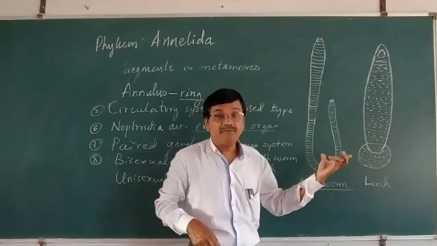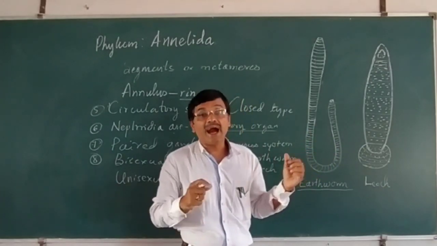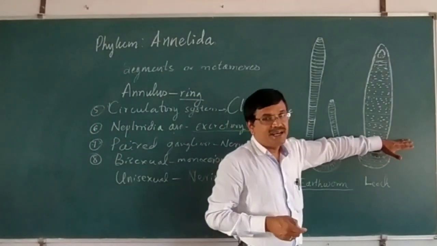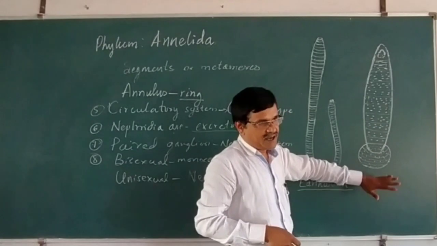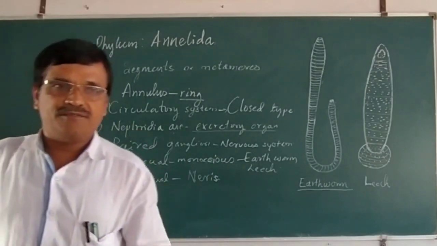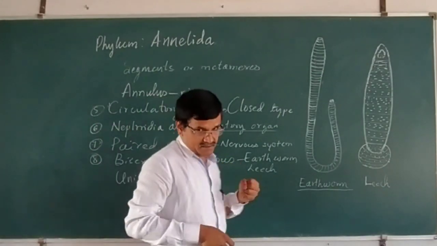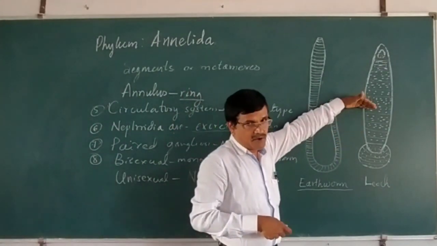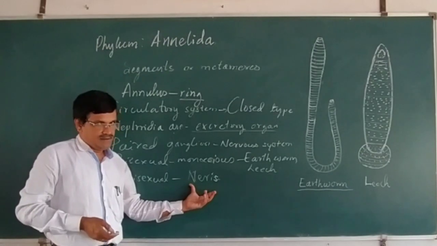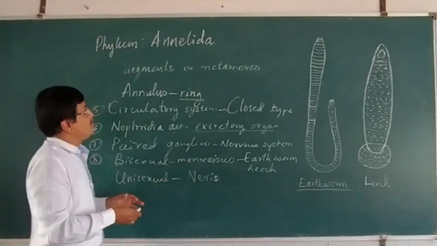So the leech is a sanguivorous parasite. Sanguivorous means a parasite which feeds on blood. Blood feeding parasites are sanguivorous. So the leech gets attached to the external body surface of cattle or other forest animals and sucks the blood of the host. Another example is Nereis, an aquatic annelid. So these are a few examples of phylum Annelida.